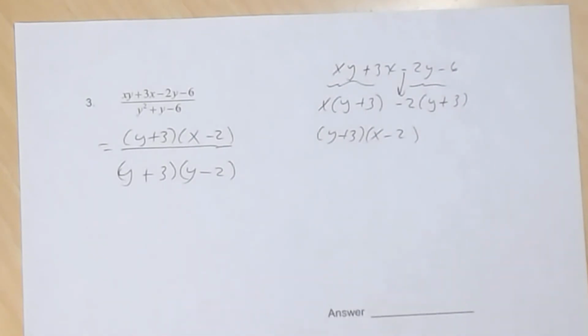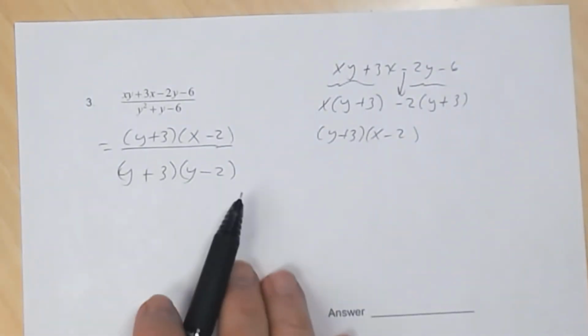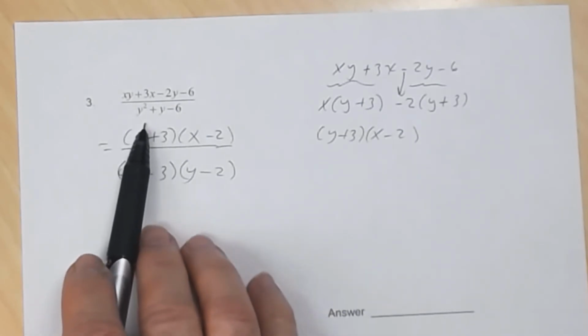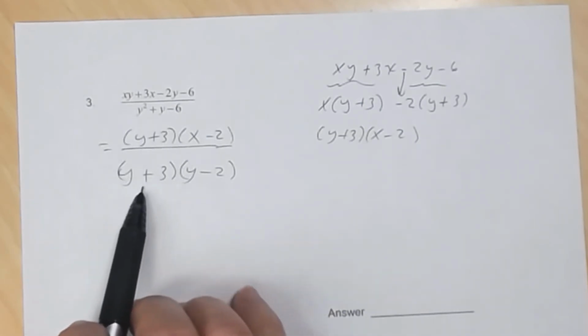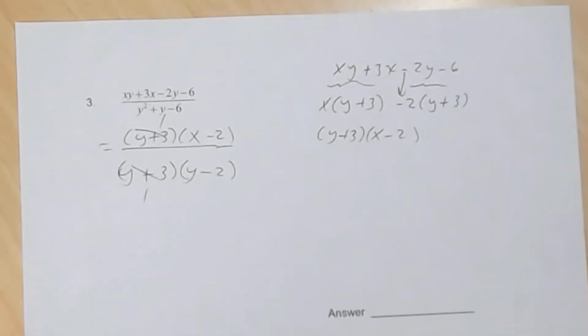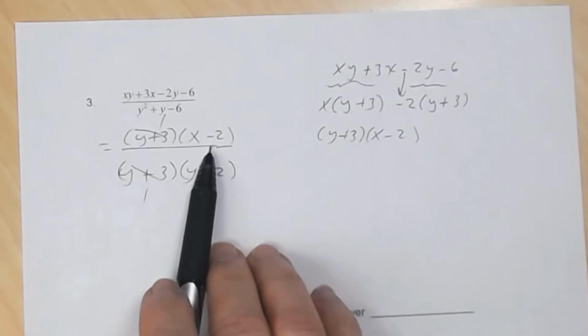Okay? All right, so I factored. Next step is to reduce. Look at your first factor in the numerator, y plus 3. Do you see a factor y plus 3 in the denominator? Yep, right here. So I can reduce those. I get factors of 1. The next factor is x minus 2 now.